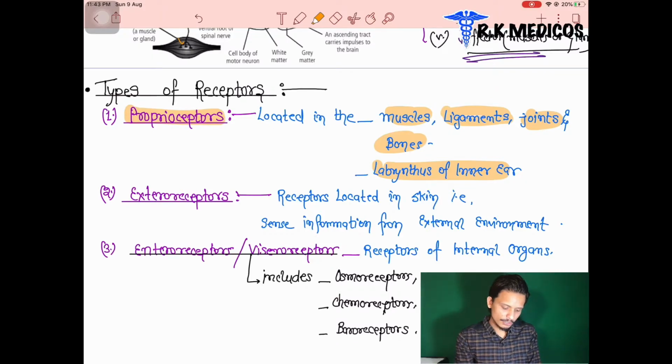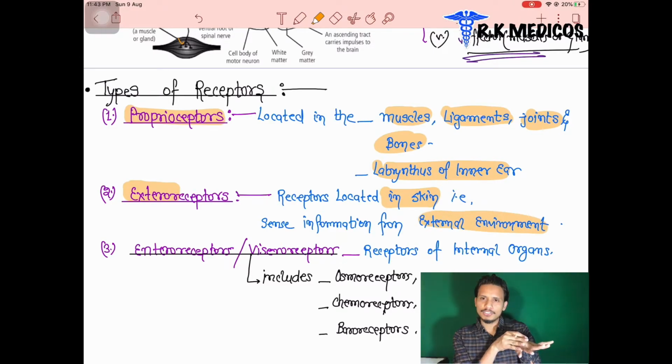Next we have the exteroceptors. These receptors are situated externally in our body in the somatic parts, basically in the skin. They sense information from the external environment of our body and then carry it to the body.